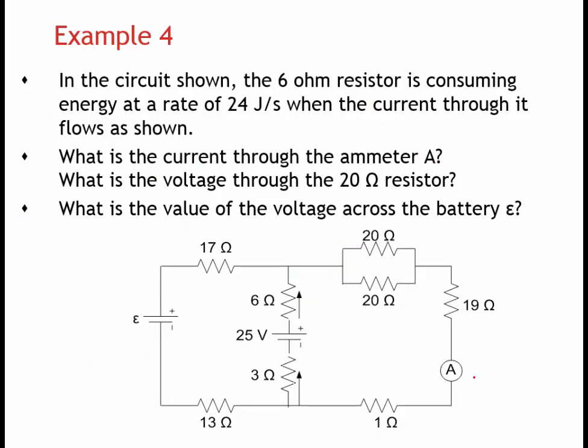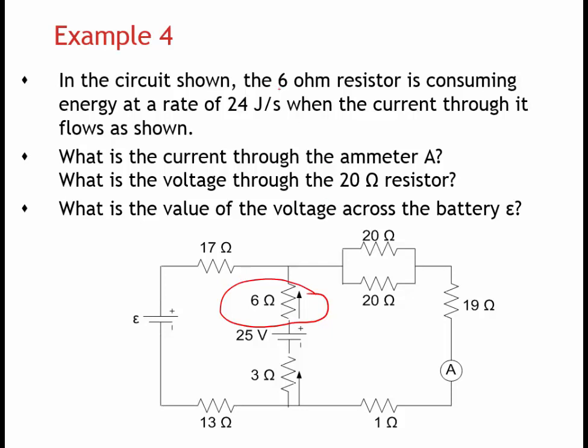Now, here's a circuit. If we're looking at this circuit, we have the 6 ohm resistor consuming energy at a rate of 24 joules per second when the current through it flows in this fashion. So if we're looking at this 6 ohm resistor, we already know how the current is flowing through there.